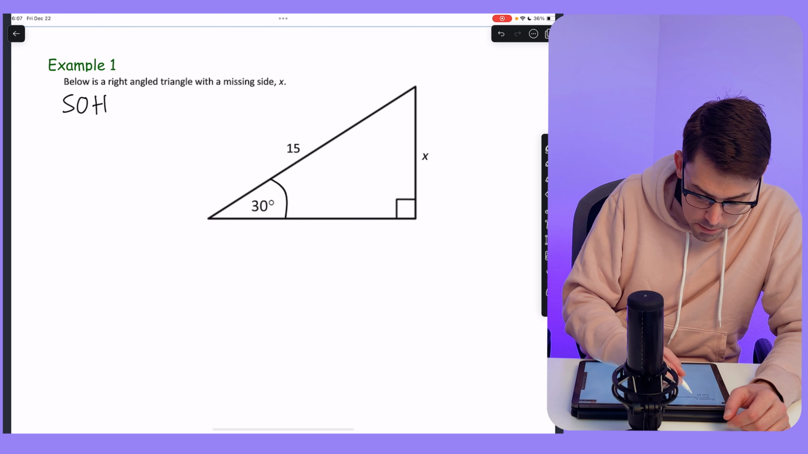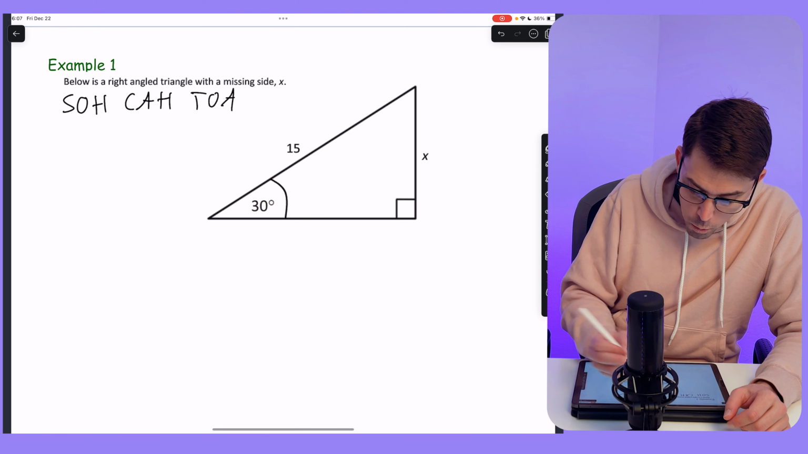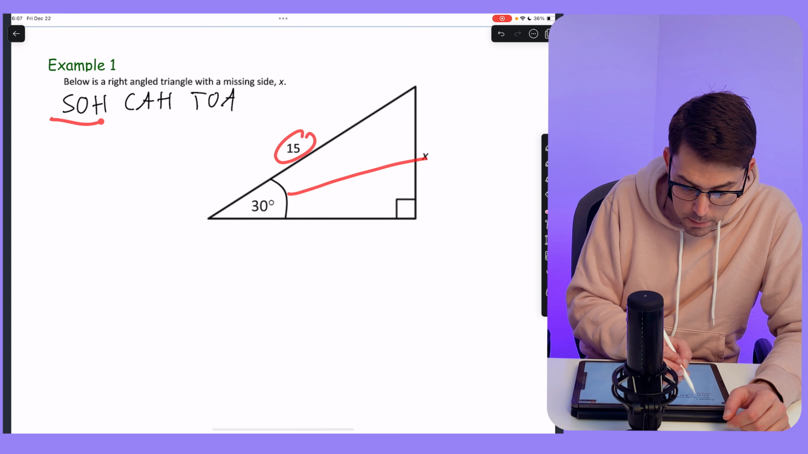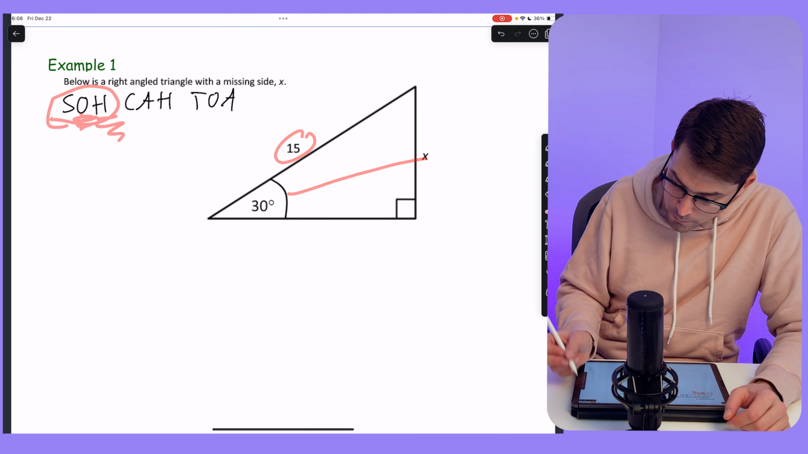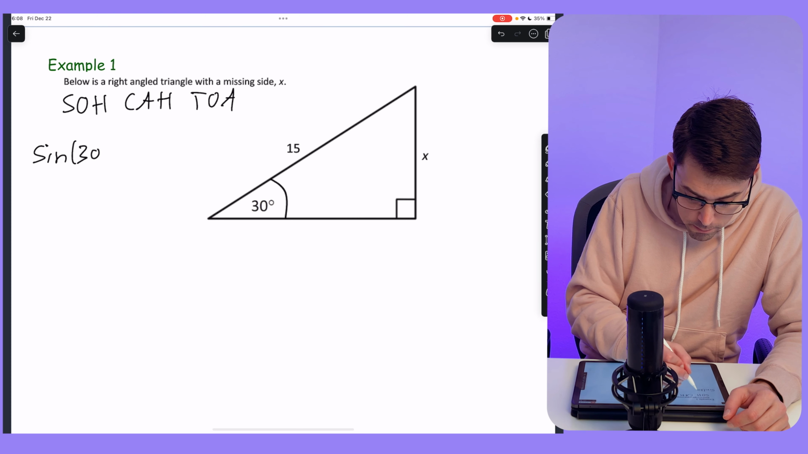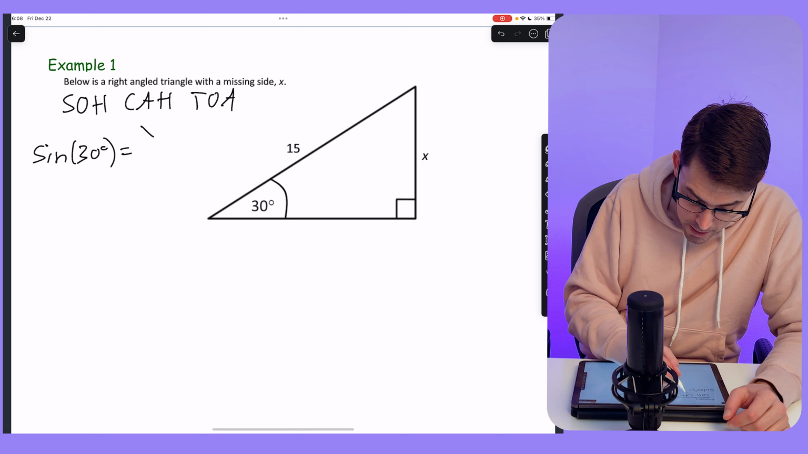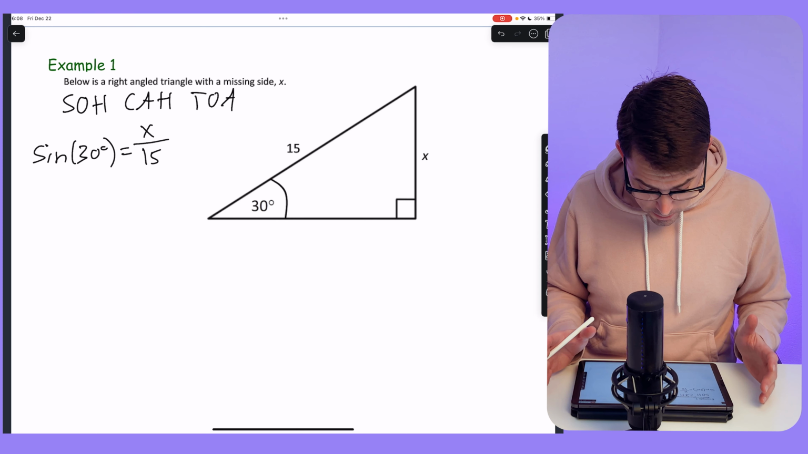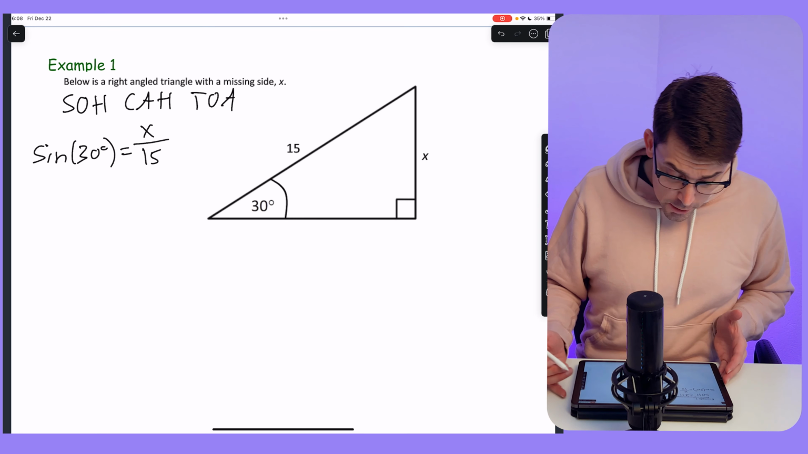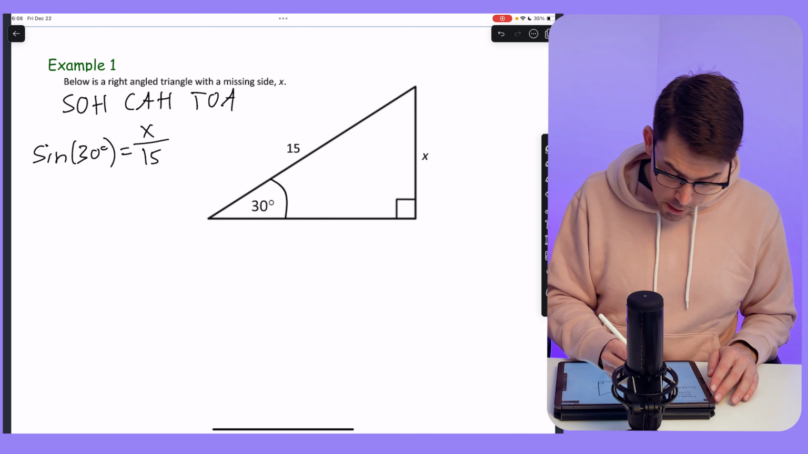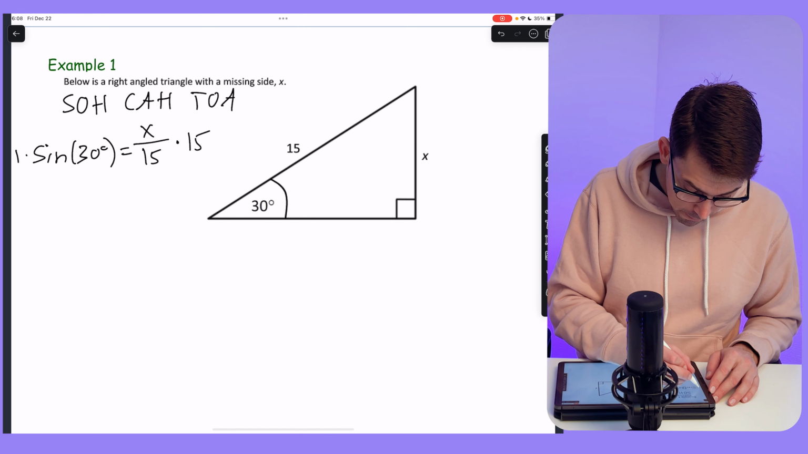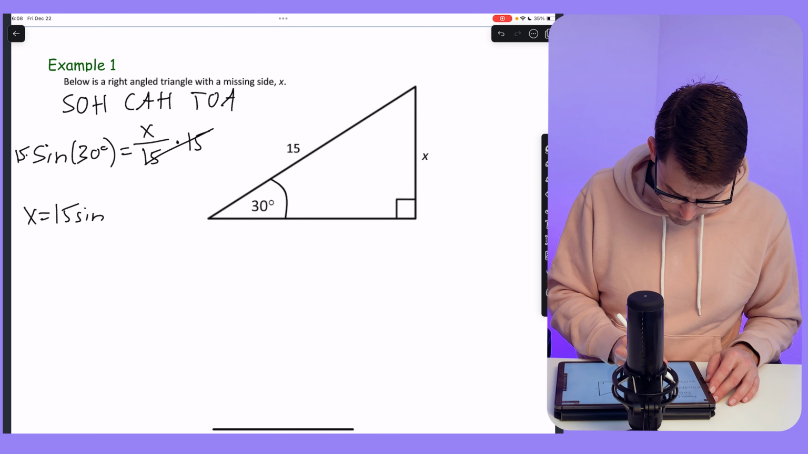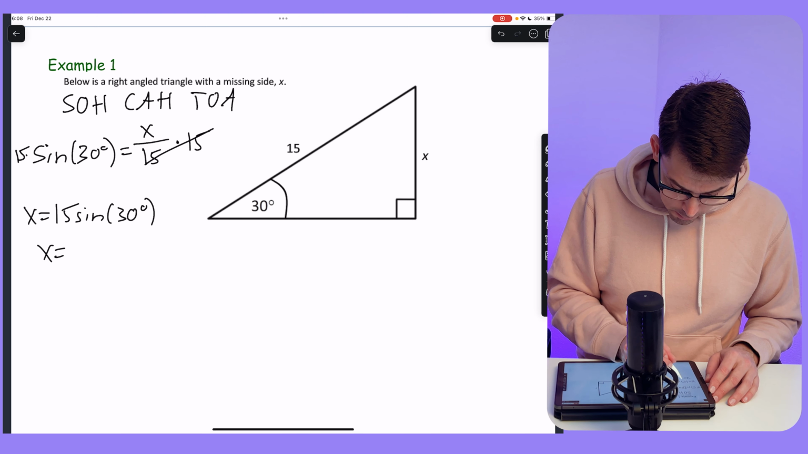So remember, when I do SOH CAH TOA, which one of these involves the opposite side and the hypotenuse? That's going to be sine. So the sine of my angle, which is 30 degrees, is equal to the opposite x all over the hypotenuse, 15. Now we have a really nice algebraic expression that can be solved in just a couple steps. I am trying to isolate for x, so let me multiply each side by 15. These would cancel. So x would be equal to 15 times the sine of 30 degrees. x is going to be equal to 7.5.